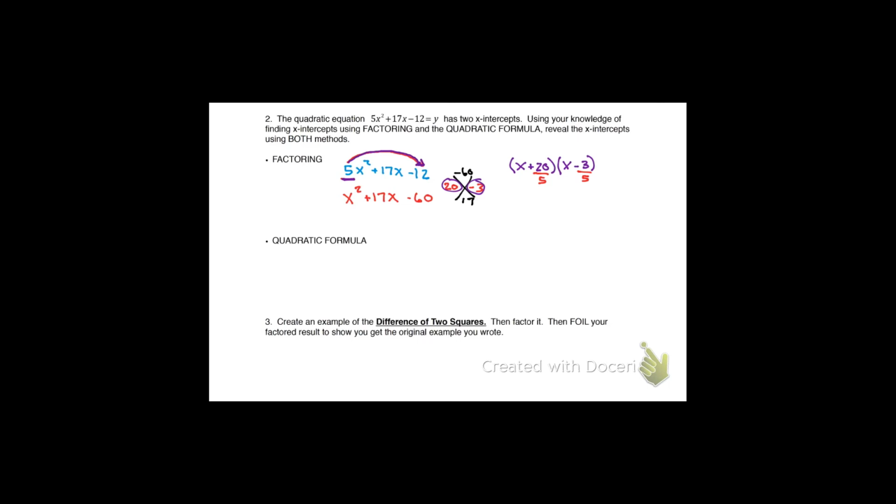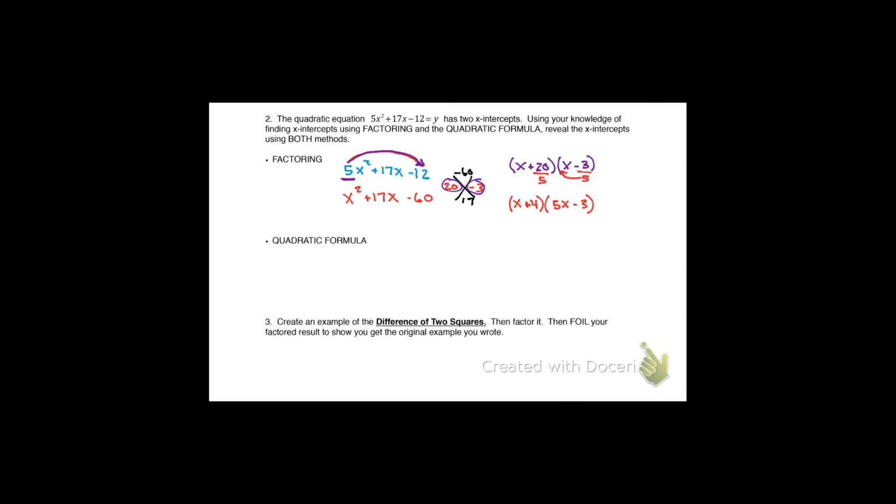And if it divides evenly, you go ahead and just rewrite it. 20 divided by 5 is 4. So we have x plus 4. That divides evenly. 3 divided by 5 does not divide evenly, so that gets shot out in front. And we have 5x minus 3. Right, that's not a fraction we can reduce, so you just shoot it up in front.